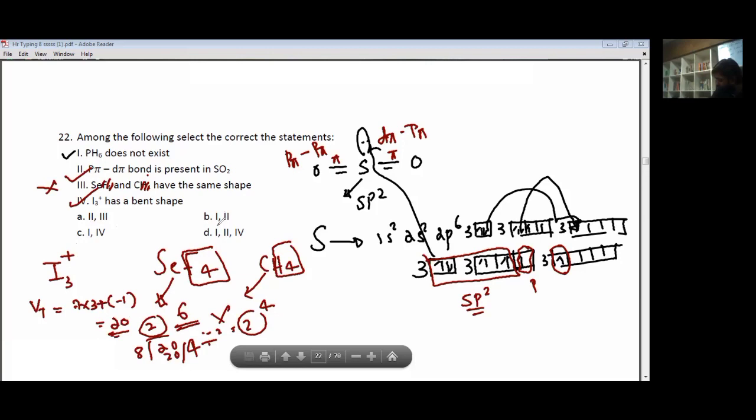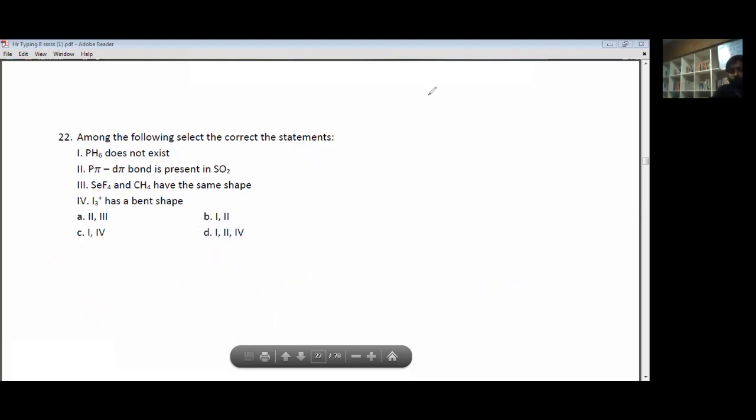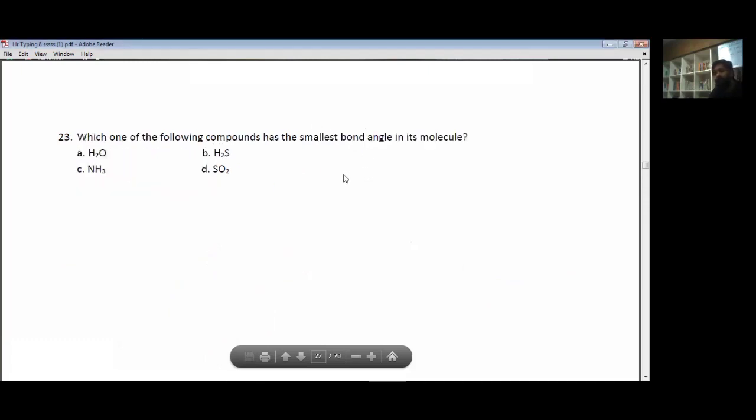Actually, this is question number 22, right? Fine. So which of the following is the correct statement? 1 is correct, 2 is correct, 4 is correct. So D will be the choice. Okay. Fine. So next question.